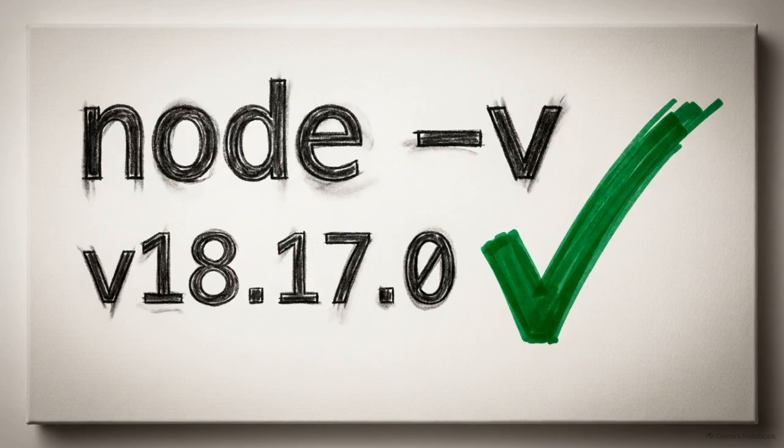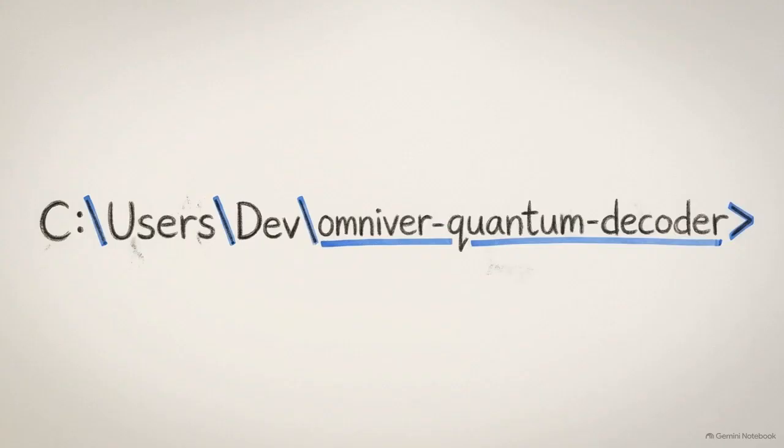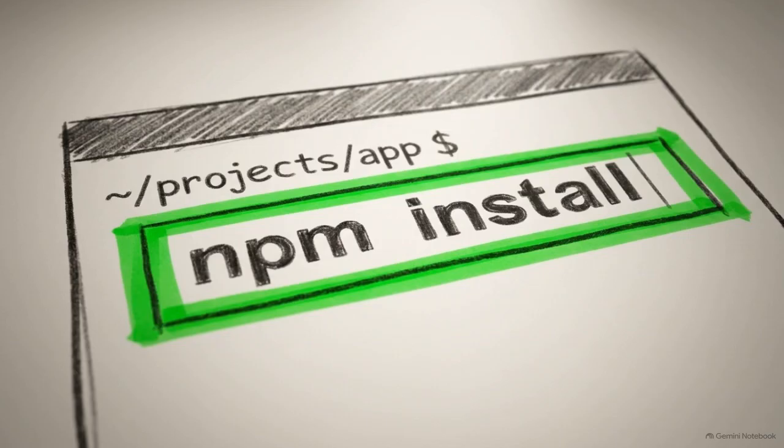A quick check to avoid errors later: open a terminal and type node -v. If you see a version number return, your Node.js installation is active. Next, ensure your terminal is pointed specifically inside the project folder directory. Type npm install and hit enter to begin downloading the project dependencies.